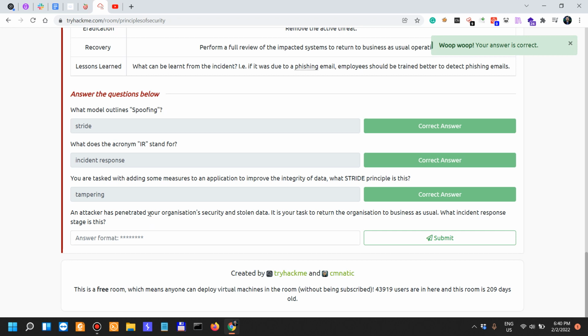An attacker has penetrated your organization's security and stolen data. It is your task to return the organization to business as usual. What incident response stage is this? Recovery, of course.